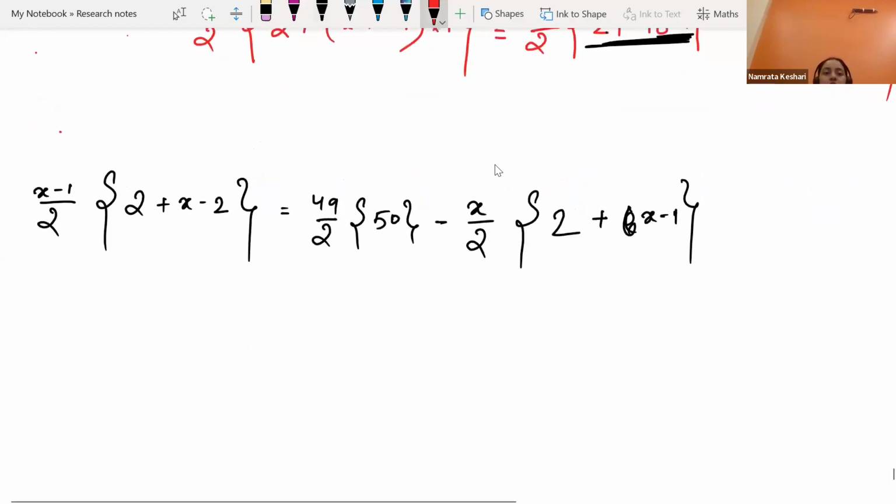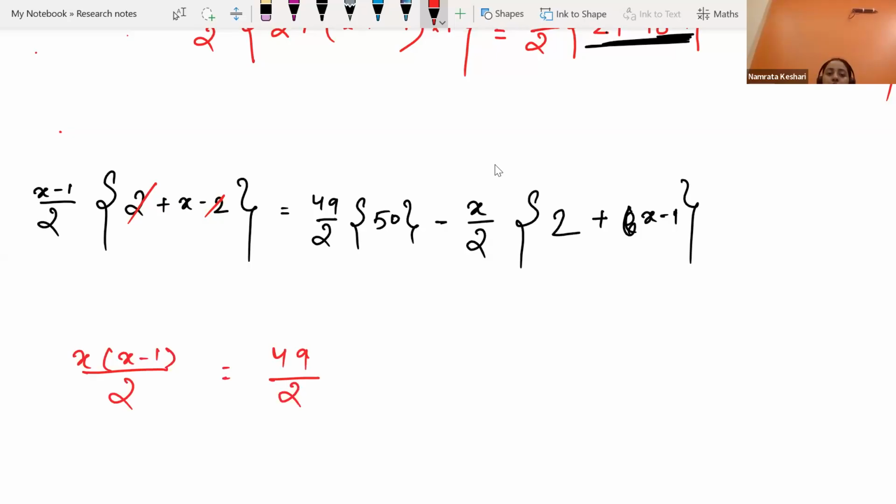So this 2 is gone. We are just left with x multiplied by x minus 1, by 2. And here we have 49 by 2 into 50. Why am I not cancelling this 2 with 50? Because I want to take 2 common here and cancel out the denominator on both sides.